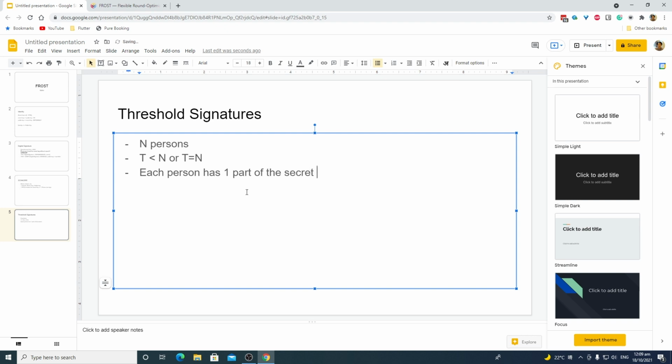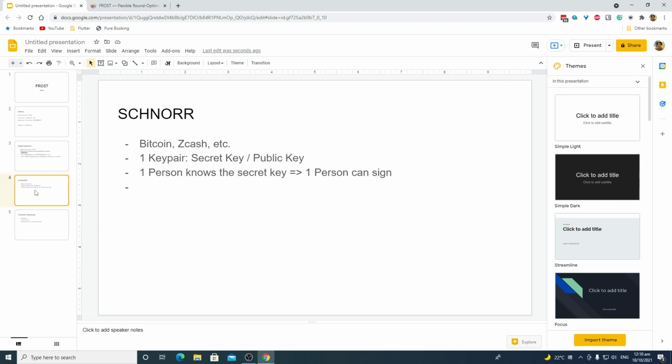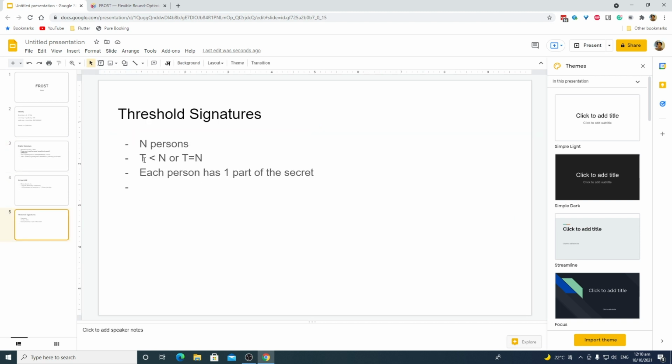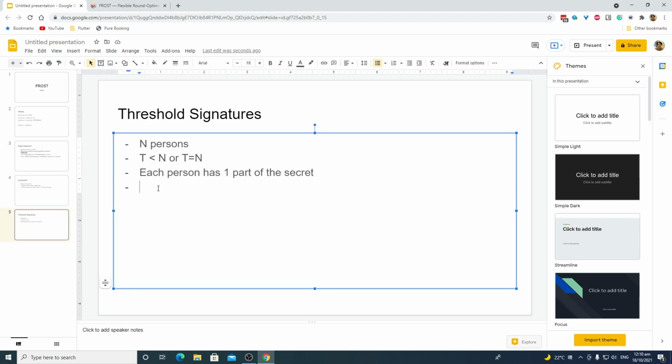And the idea is that each person has one part of the secret. They call it one share, but that's the same as one part of the secret. And if they want to create a signature, one person by himself will typically not be capable of creating the signature, as he will not be able to run this algorithm all by himself unless t equals 1. So you need at least t people.